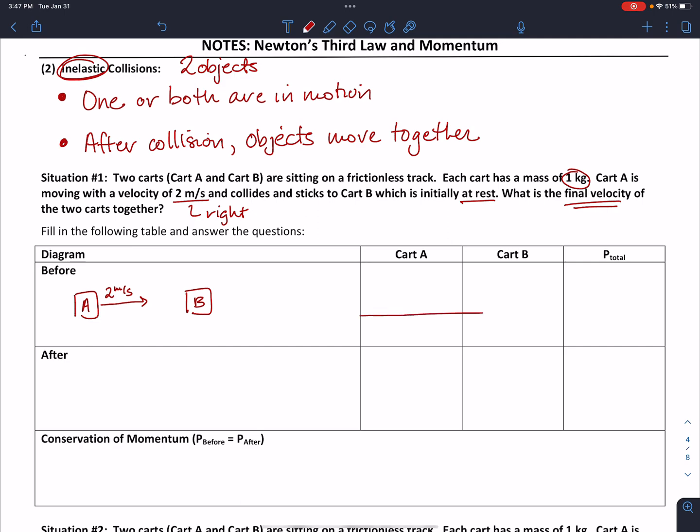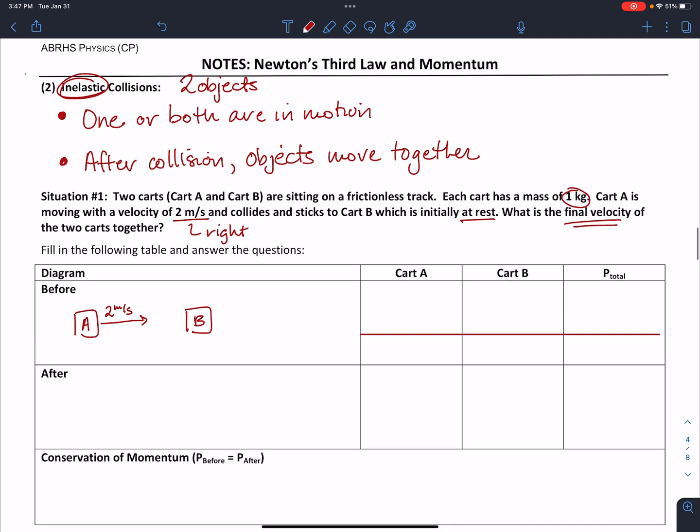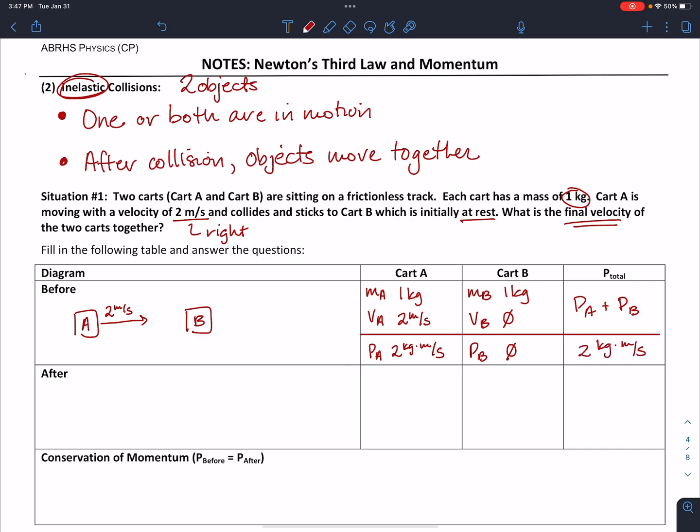If we come over to our momentum boxes, we're going to do the same thing we did before. This is our before situation. For cart A, we have a mass of 1 kilogram and a velocity of 2 meters per second. If we multiply those, we get a momentum of 2 kilograms times meters per second. We move over to cart B. We've got a mass of 1 kilogram, and the velocity for cart B is 0 because it's not moving, which means the momentum of B is also 0. For our total momentum, we add them up, A plus B, and we find the total momentum before the collision is 2 kilograms times meters per second.